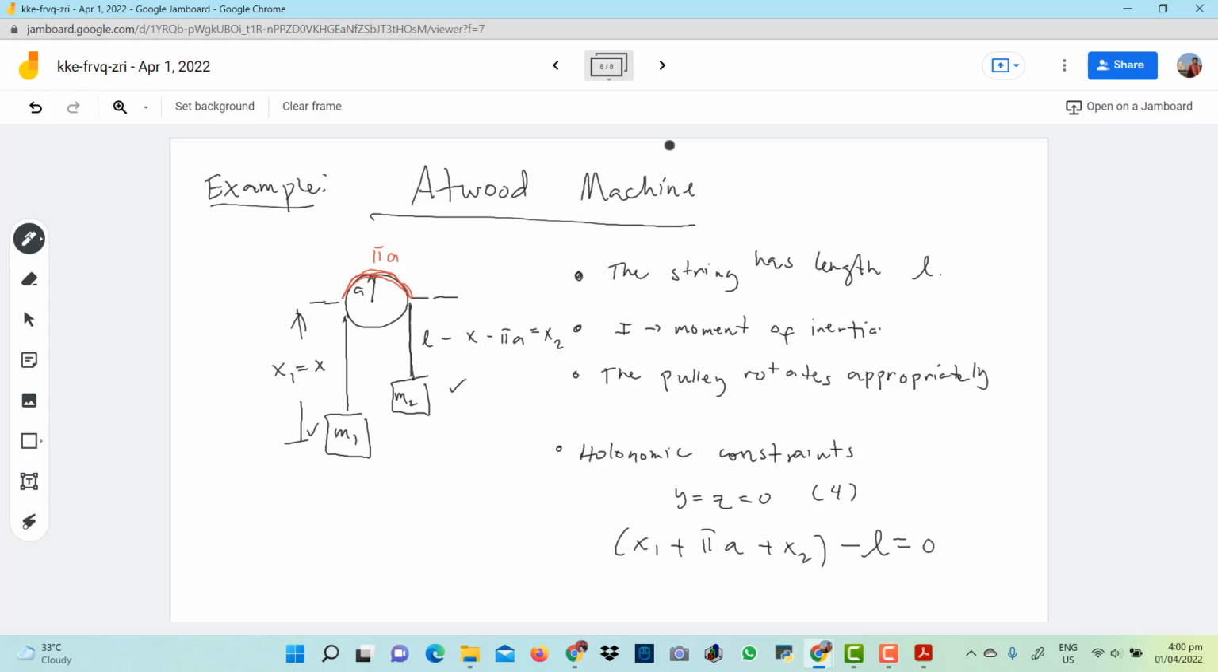Yes, I have 5 holonomic constraints. Y equals 0, two of them. Z equals 0, two of them. And then the constraint for the pulley, which is x1 plus pi a plus x2 minus L equal to 0. So I have these 5 holonomic constraints. Originally I have 9 degrees of freedom. So therefore I only have 1 degree of freedom in this case, for the Atwood machine.